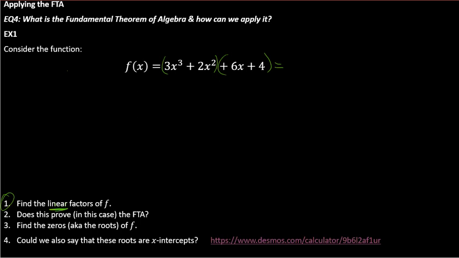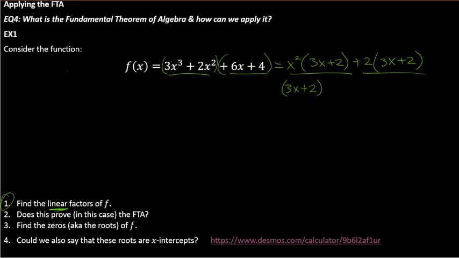Anyway, so let's go ahead and factor. I can rewrite this. Here on the left, my GCF would just be x squared, and I'm left with 3x plus 2. On the right, my GCF is 2, so we're going to factor out a plus 2, and that's going to leave me with 3x plus 2 again. Now I've got 2 terms, and the GCF between them is the 3x plus 2. So that's what I'm going to factor out next, and that leaves me with x squared plus 2.